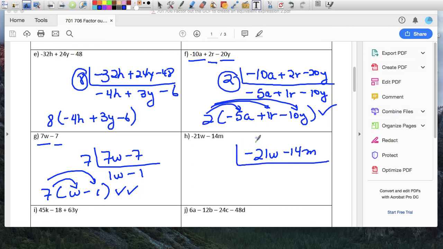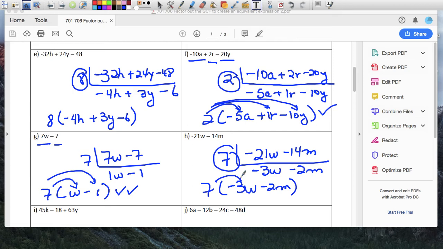Negative 21w minus 14m. No 2, no 3. We can use 7. 21 divided by 7 is 3. 14 divided by 7 is 2. And we're finished. Negative 3w minus 2m. And again, you can check. 7 times negative 3 is negative 21. 7 times negative 2 is negative 14.